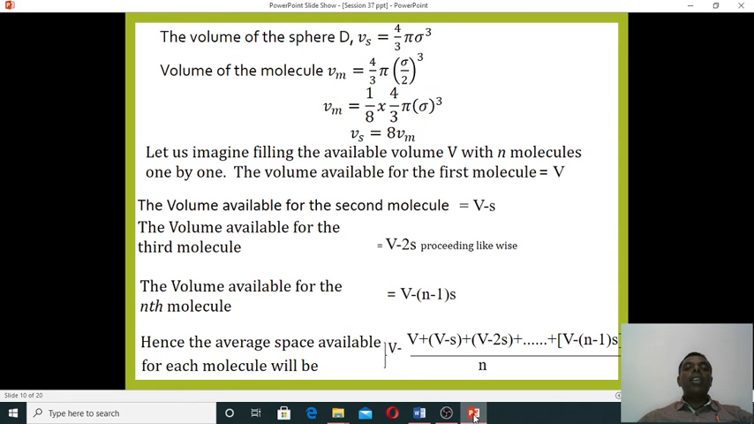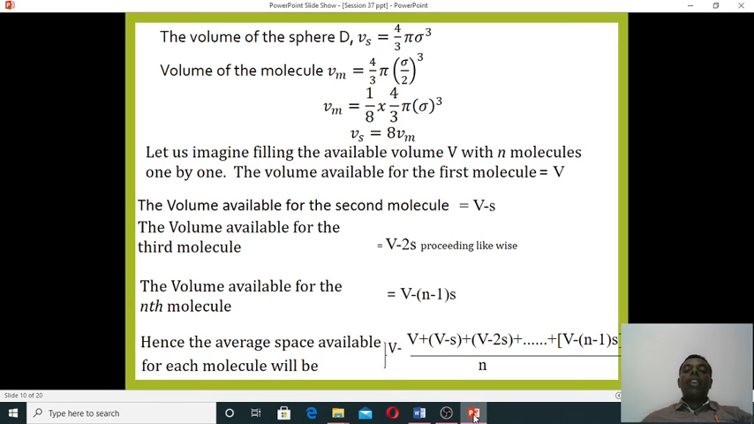Then the volume of the sphere of influence is 4/3 π σ³. Then the volume of each molecule is 4/3 π (σ/2)³. With (1/2)³ being 1/8, it is 1/8 of 4/3 π σ³. That we can write as: the volume of the sphere of influence is equal to 8 times the volume of each molecule. Let us assume we are filling the available volume V with the N molecules one by one.